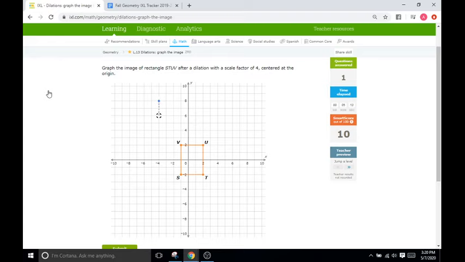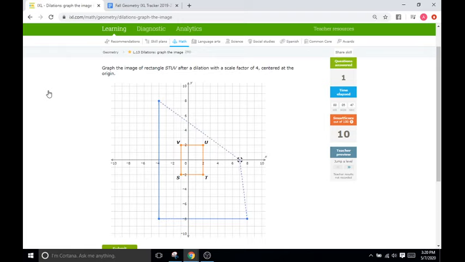Now we'll go down to S, and S looks like it's at negative 1, negative 2. Negative 1 times 4 is negative 4, and negative 2 times 4 is negative 8, so I'm going to bring this all the way down here to negative 8. Now we'll do T. T is at 2, negative 2. 2 times 4 is 8, so we'll go to the 8, and 4 times negative 2 is negative 8, so we'll go down to negative 8 here.